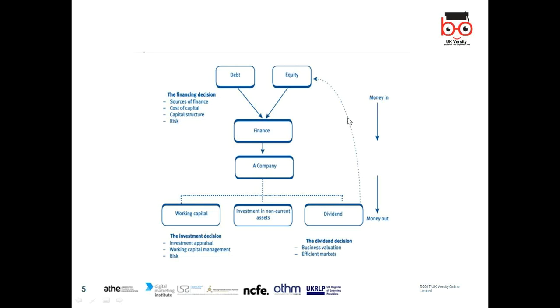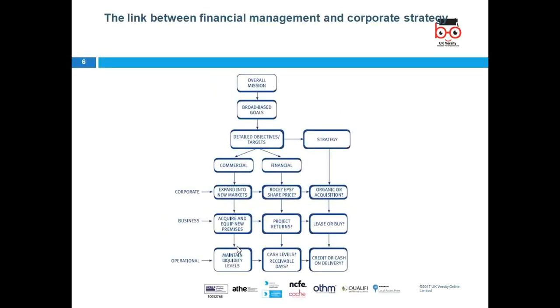So money comes in through sources of finance, then the company buys the assets, and money goes out of the business. Money out can go towards working capital, towards investment in non-current assets, and towards dividends. So we need to look at investment appraisal and working capital management. Working capital is a short-term decision, and investment appraisal is a long-term decision. Any questions? No, not so far.